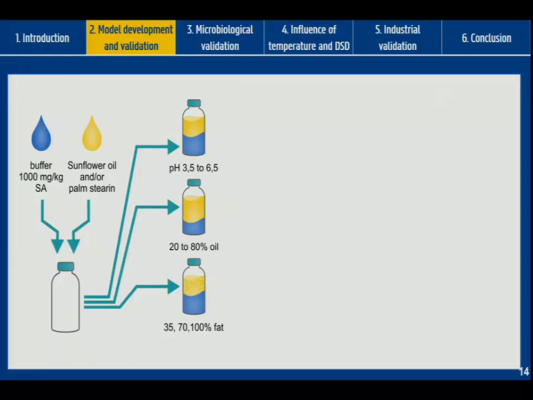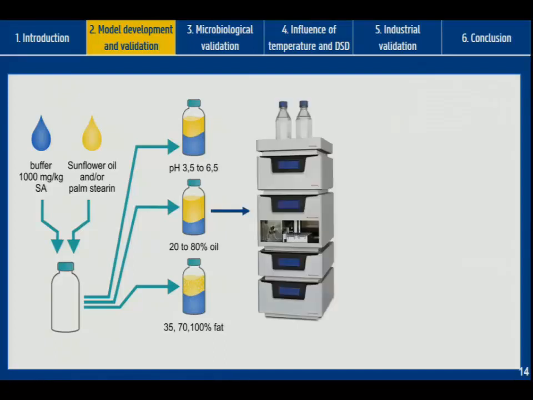And lastly, to check what is the influence of solid fat on sorbic acid distribution, we had a 50-50 system, so 50% of aqueous phase, 50% of lipid phase, and inside the lipid phase there was 35, 70, or 100% fat. We then sampled the aqueous phase of all of the systems and ran an HPLC analysis. HPLC means high performance liquid chromatography.